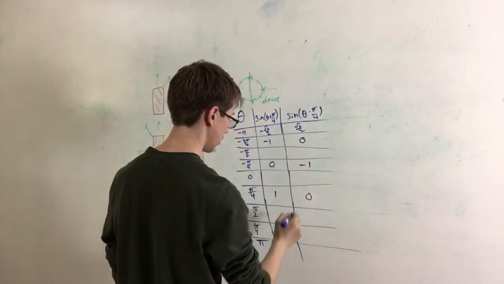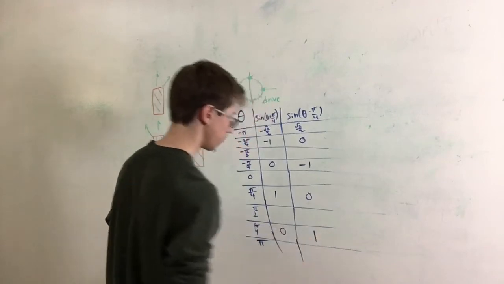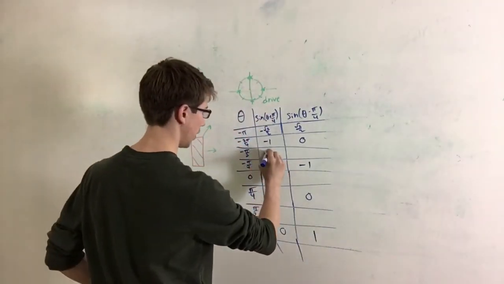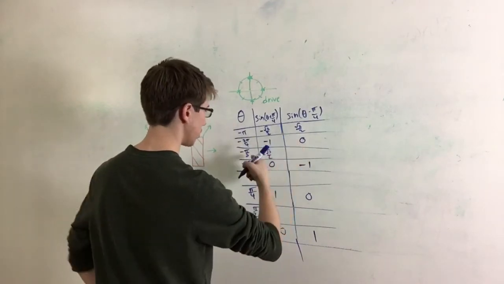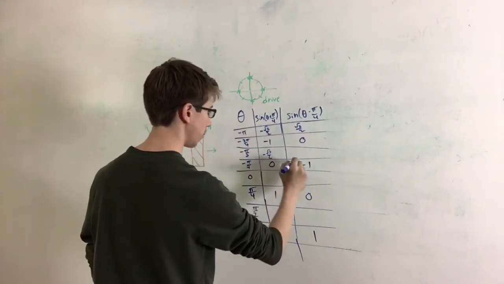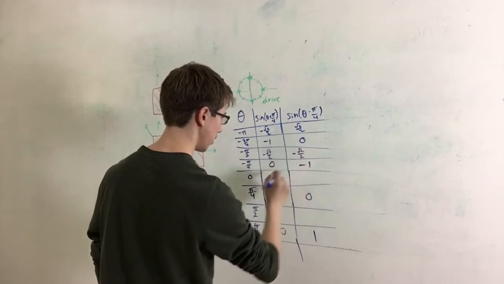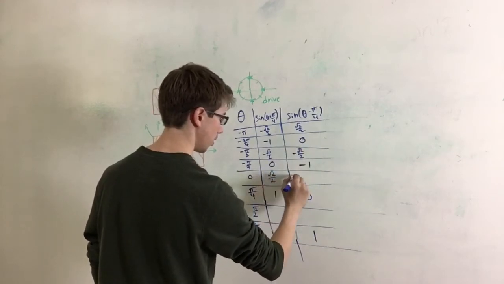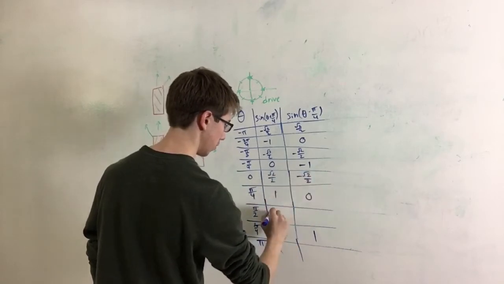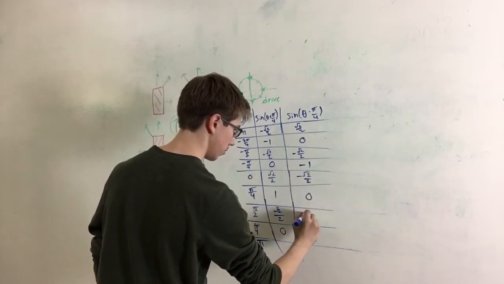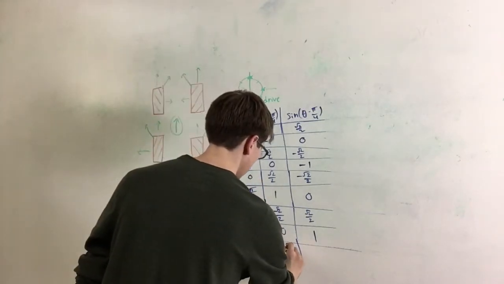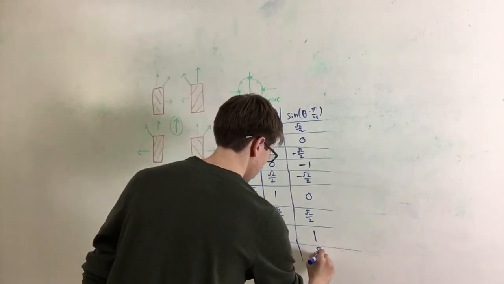This is going to be 0. And this is going to be 1. Okay. Then the rest is self-explanatory. Negative root 2 over 2. This one's going to be negative pi over 2 minus pi over 4, negative 3 pi over 4. This is negative root 2 over 2. This is going to be root 2 over 2, negative root 2 over 2, root 2 over 2, root 2 over 2, negative root 2 over 2, and root 2 over 2.